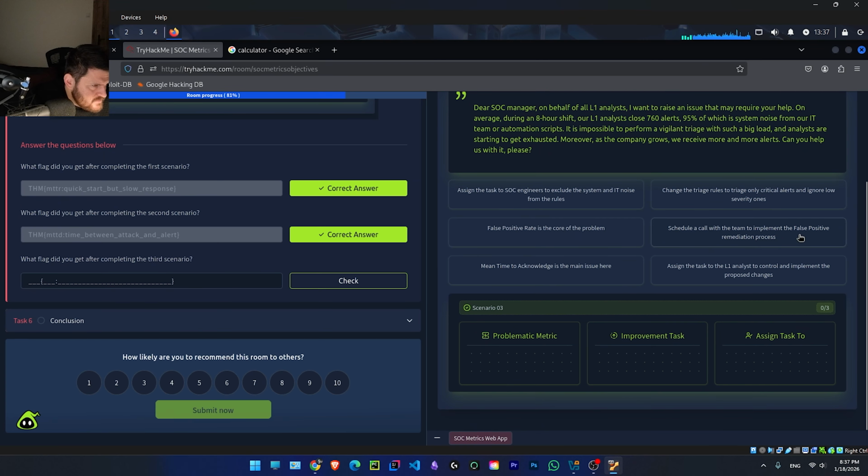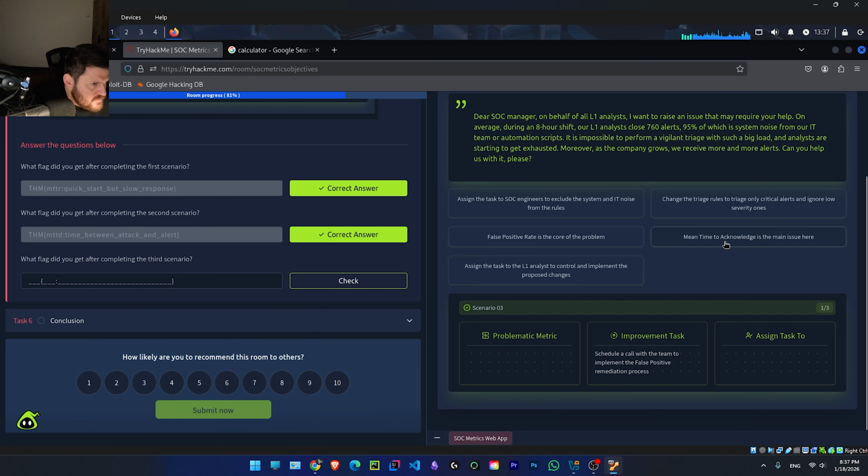Okay, a call with the team to implement the false positive remediation process. Probably this one is the improvement. I'll place it here. Mean time to acknowledge is the main issue here. Change the triage rules to triage only critical alerts and ignore low severity ones. Assign the task to SOC engineers to exclude the system and IT noise from the rules.